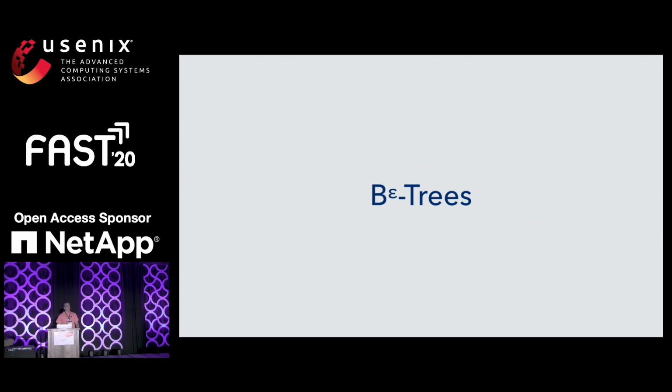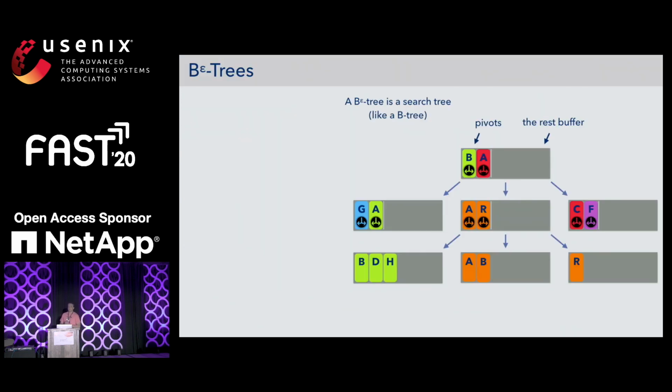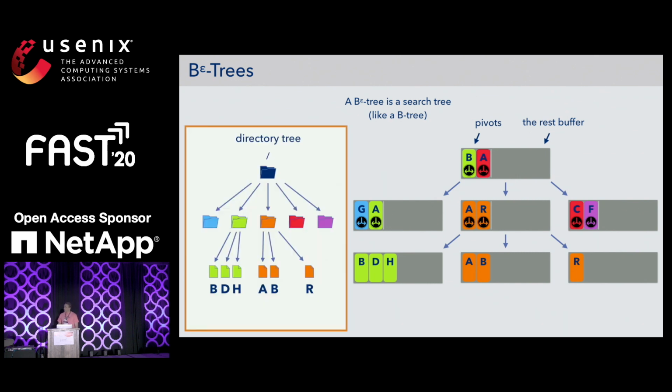So at this point, I'm going to do a quick review on how B epsilon trees work. A B epsilon tree is a search tree, sort of like a B tree. But where in a B tree, all the internal nodes of the tree are packed full of pivots, in a B epsilon tree, each internal node has a few pivots, and the rest of the node is used as a buffer. So this particular B epsilon tree contains the data of a simple file system that I've put a logical diagram of here on the left.